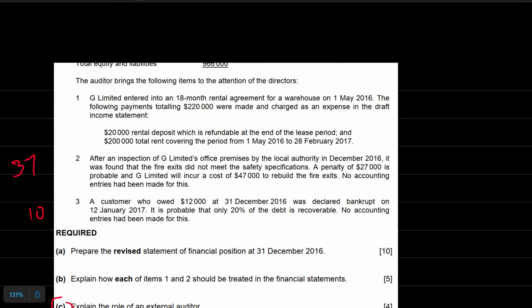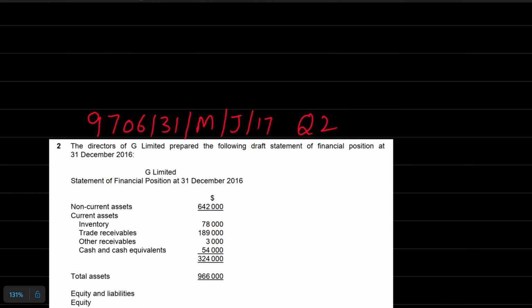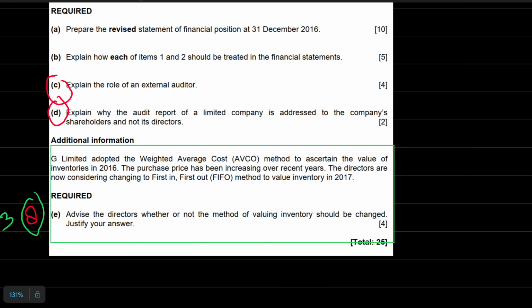So students, this is a question from May June 17, question paper 3-1, question number 2, and its E part says: G Limited adopted the weighted average cost method, AVCO method, as an accounting policy to ascertain the value of inventories in 2016. The purchase price has been increasing over the last year. The directors are now considering changing to the first in first out method to value the inventory.